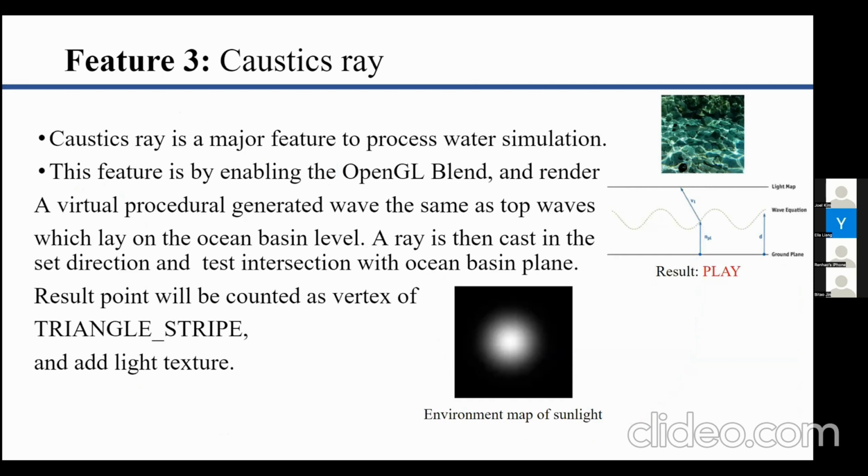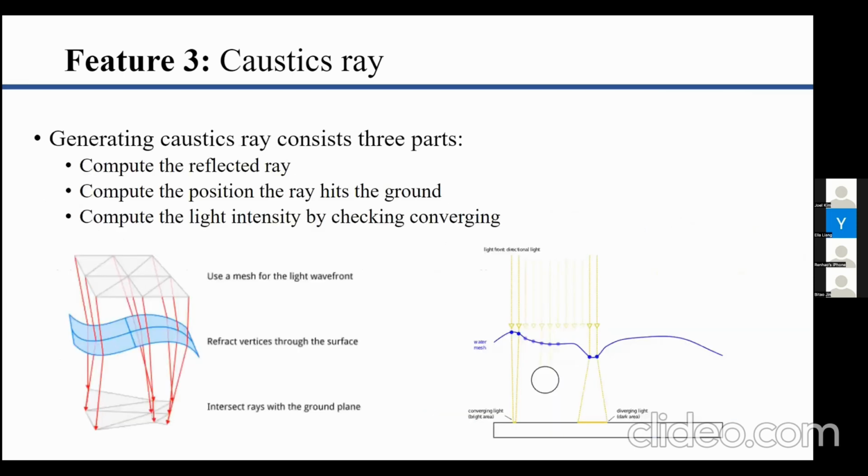The caustic ray is a major feature to process water simulation. This feature works by enabling the OpenGL blend and rendering a virtual procedural generative wave, the same as the top waves, which lies on the ocean basin level. A ray is then cast in the set direction and intersects with the ocean basin plane. The resulting plane will be counted as a vertex of a triangle strip and add a light texture.